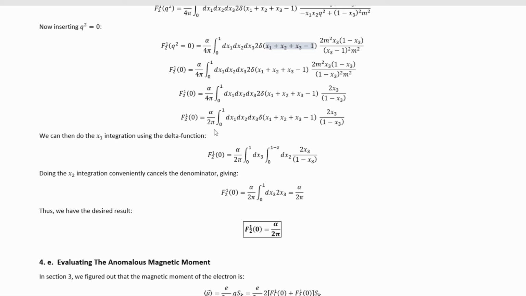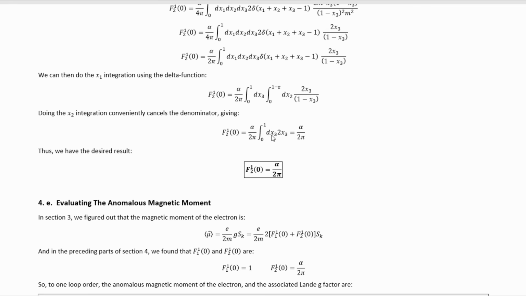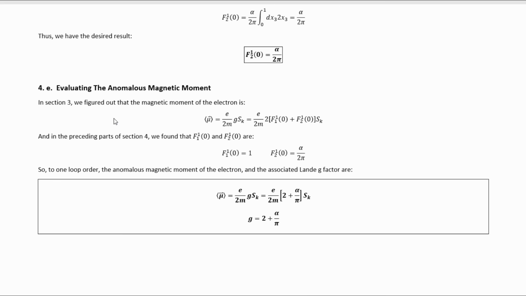Now we can use the delta function to do the x1 integration, which gets us here. Then we can do the x2 integration, which just cancels this denominator, and leaves us with a very simple integration for x3, which just yields that f12 of 0 is alpha over 2 pi. Now we can go on to use these one-loop form factor contributions that we've painstakingly calculated to actually evaluate the anomalous magnetic moment and the Landé G factor.